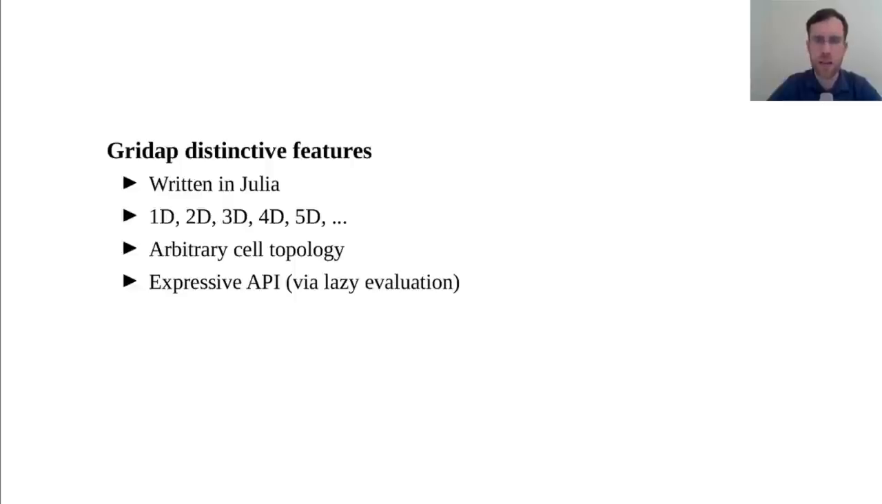For instance, in Phoenix, as far as I know, they are quite restricted to triangles and tetrahedra. And for instance, in DIL 2, they are restricted to quads and hex, right? And in Gridap, you can use both. You can use triangles, squares in 2D, and also tets and hex in 3D. And if you want to go to 4D, you can use both pentatops and tesseracts if you wish.